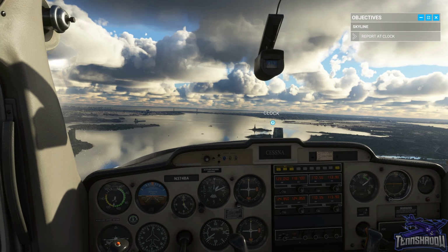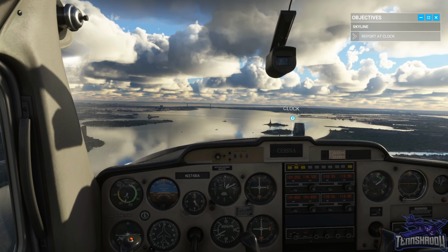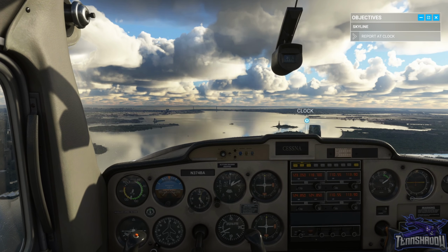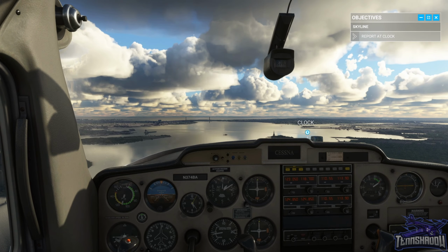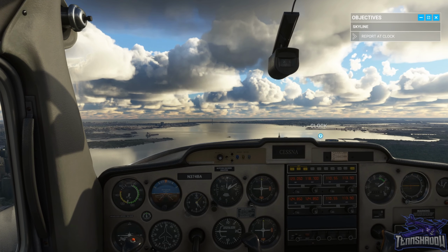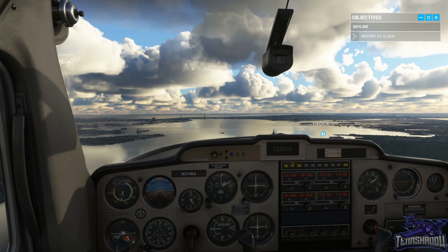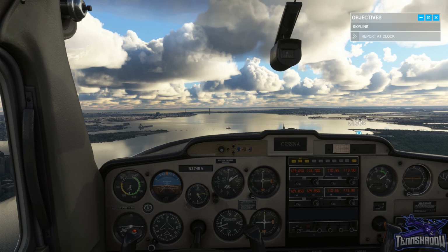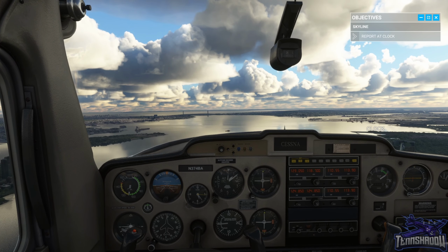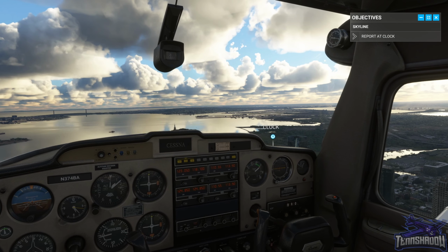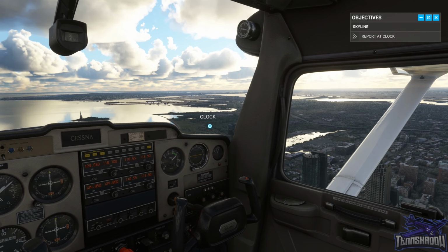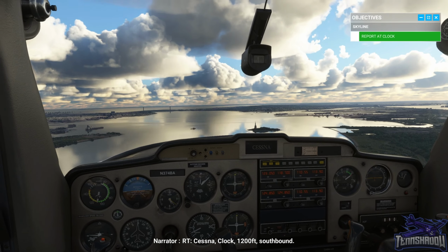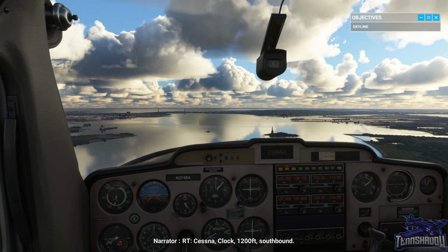Statue of Liberty, I can see it from here, right out front, 12 o'clock. Cessna clock, 1200 feet southbound.